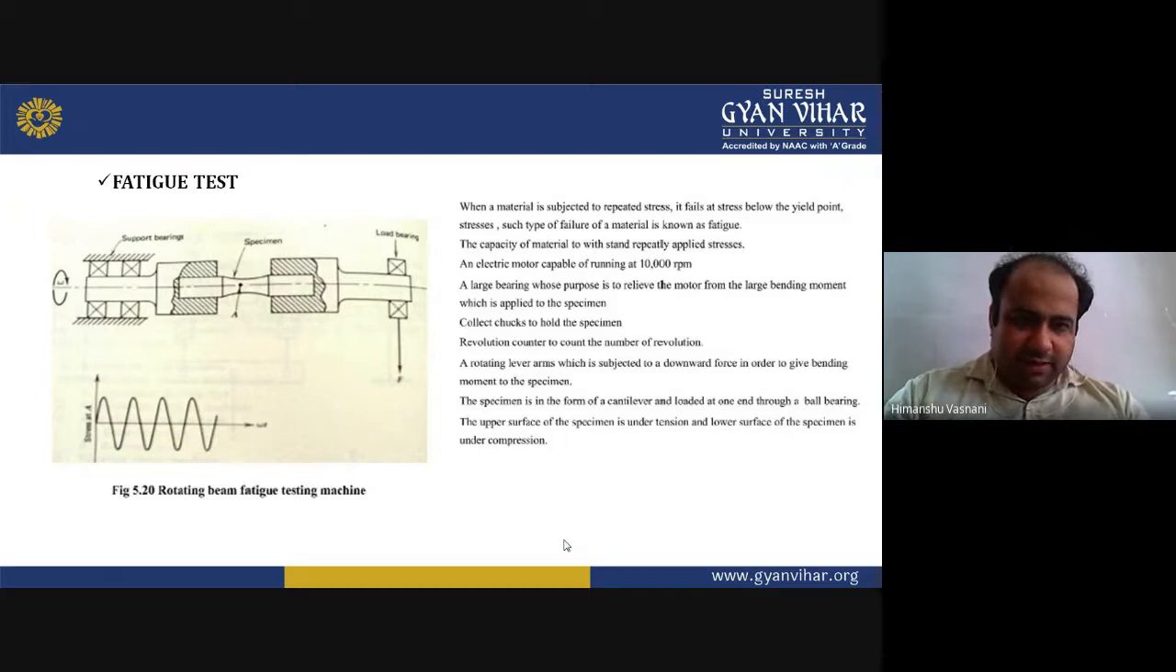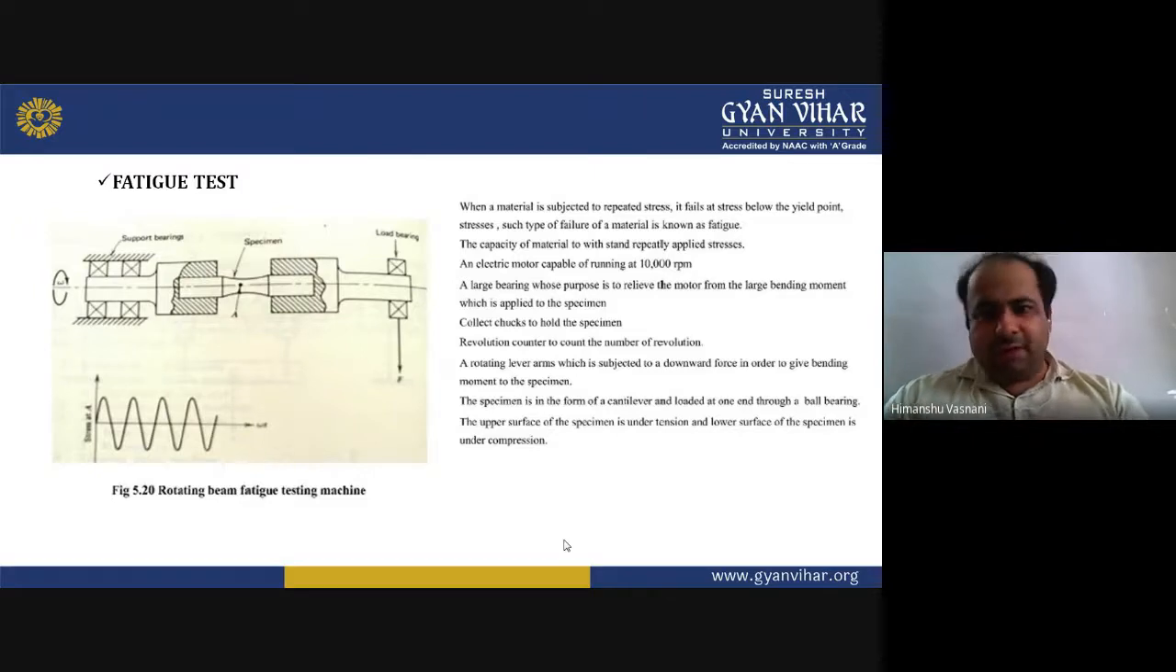Okay, and you can see how this specimen is rotating. Then you have load bearings at the opposite end. Support bearings are on the left-hand side and load bearings are on the right-hand side. So the specimen is in the form of a cantilever, loaded at one end through a ball bearing. So the upper surface of the specimen is under tension and the lower surface is under compression.